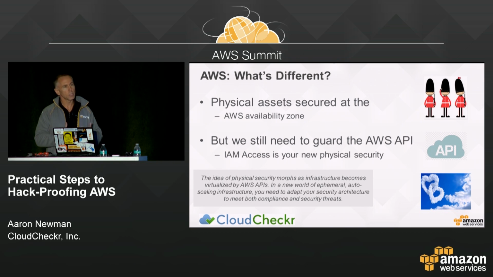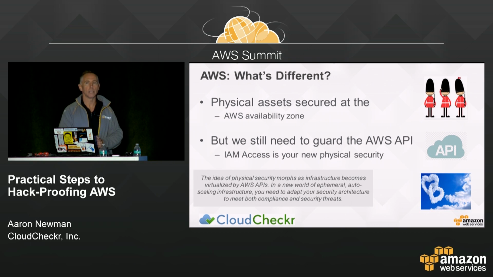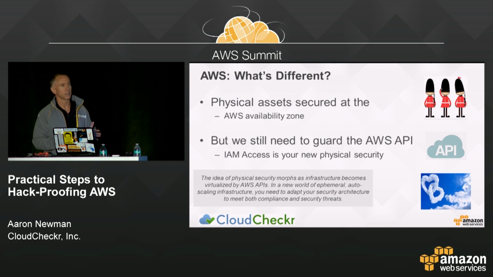So it's just really a different perspective and a different way that we need to secure things. IAM access becomes your physical security. And the idea of physical security morphs as infrastructure becomes virtualized. In the new world, you have these ephemeral assets that are being auto-scaled up and down. They're changing on a constant basis, and we need to think differently about our architecture for both compliance and security threats. So does that make sense to everybody?